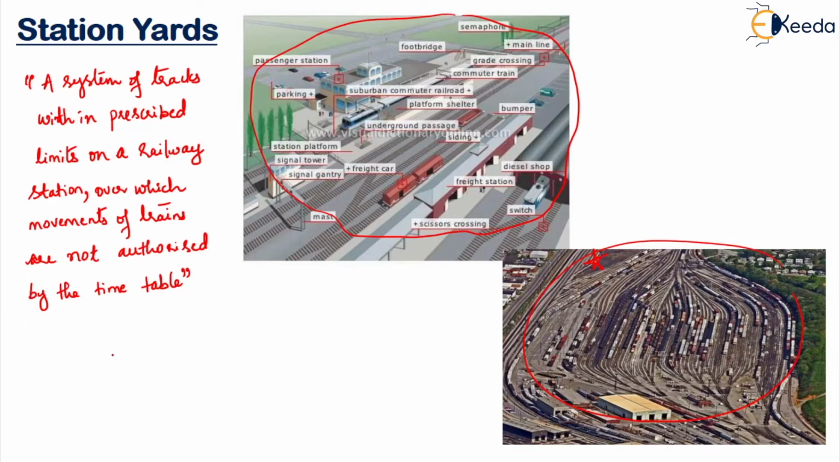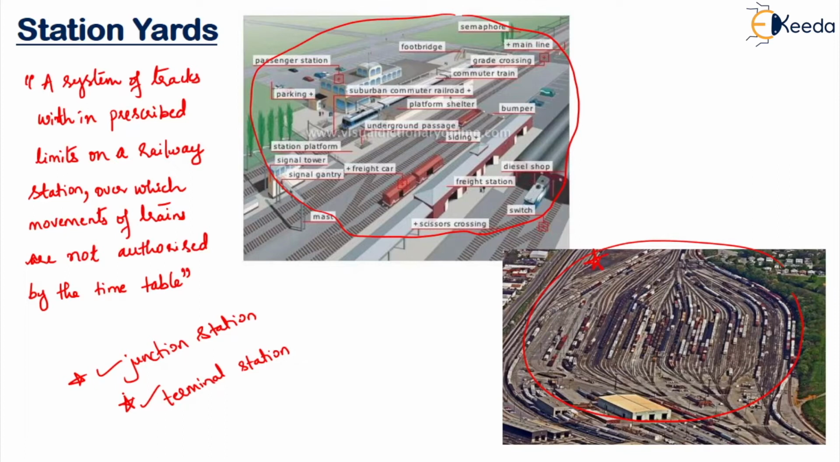It is provided in important stations like your junction stations. We have already studied about stations, right? So majorly in junction stations and terminal stations, we give station yards so that receiving, storing, cleaning, repairing, sorting, making up trains, dispatch of trains and other such purposes can be carried out in these two particular types of stations.